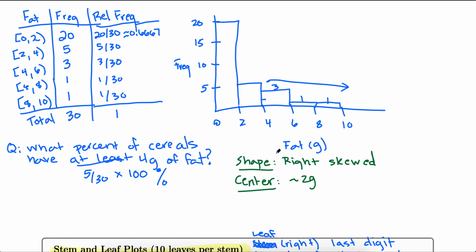What I don't want you to do is say, oh, they go from 0 to 10, so the middle is 5. Don't do that, because that would be true if they occurred equally likely between 0 and 10, but they don't. Many more of the observations are down here, so our center needs to be closer to this end.